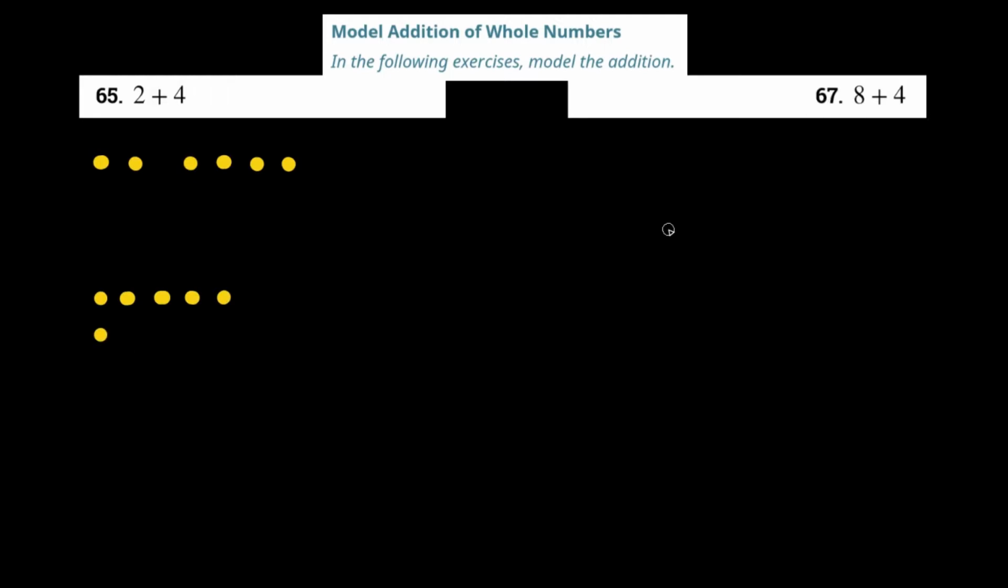Now if we try this for number 67, we have 8 plus 4. So if we have 1, 2, 3, 4, 5, 6, 7, 8, and then we add 4 more, 1, 2, 3, 4. If we add these together, we see that we can take 2 of these to make 10. We have 1, 2, 3, 4, 5, 6, 7, 8, 9, 10. And then we have 2 left over. So 8 plus 4 gives us 12.